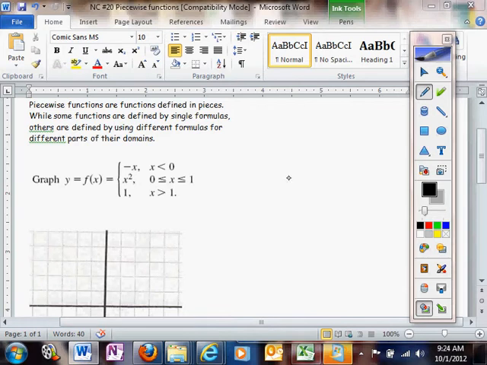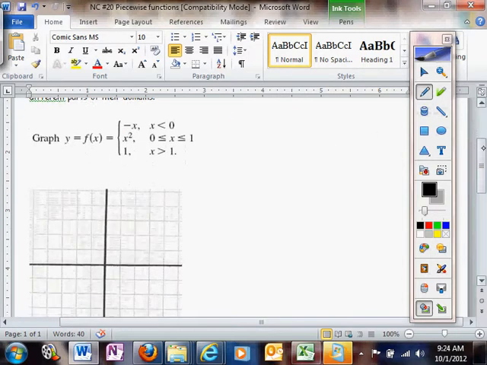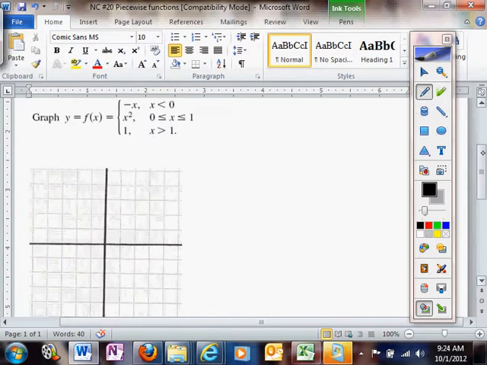About piecewise functions. It says that piecewise functions are defined in pieces. While some functions are defined by single formulas, others are defined by using different formulas for different parts of their domains. We've spent a lot of time so far this year talking about the domain of functions. So let's talk about what this might look like.